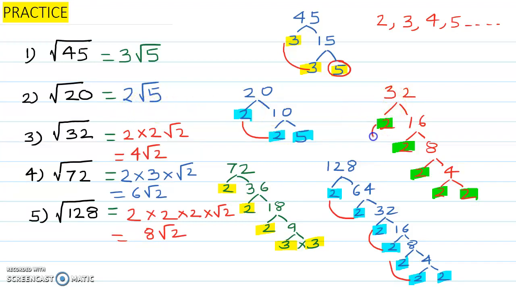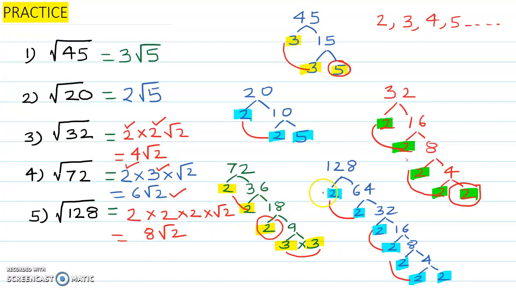For 32, this 2 and this 2 are a pair, so I have written this 2. Now this 2 and this 2 are a pair, so I have written 2. This one is crying, it is unpaired, so I have written it with the square root 2. So 2 times 2 is 4 root 2. Now 72, this 2 and this 2 are a pair, so I have written this 2. Now this 3 and 3 are a pair, so I have written this 3. Again this 2 is unpaired, so I have written it with the square root sign. So 2 times 3 is 6, 6 root 2.